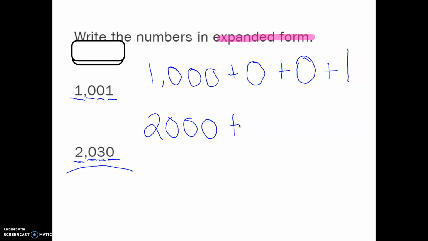I don't have anything in the hundreds place. I have a 0 in the hundreds place. So that 0 in the hundreds place means 0. I have a 3 in the tens place. 3 in the tens place means 3 tens. That's 30. And I have a 0 in the ones place. I don't have any ones, so that's 0. So 2030 in expanded notation is 2000 plus 0 plus 30 plus 0.